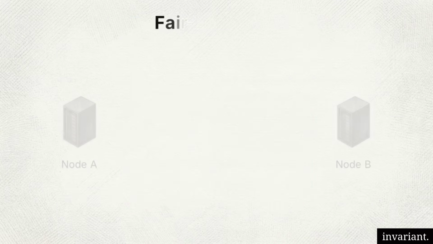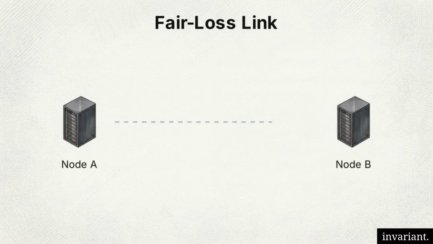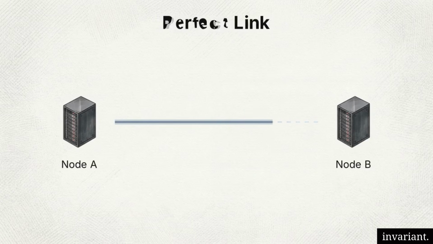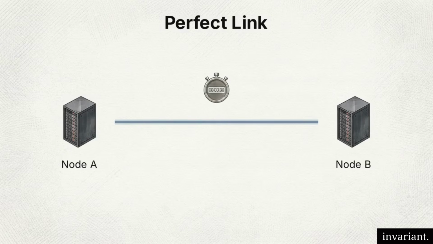The fundamental communication unit between two processes is the link. The most basic model is the fair loss link. Under this model, a message sent from one node to another can be delayed indefinitely or simply vanish in transit. Because the sender has no way of knowing if a dropped packet reached its destination, a fair loss link requires the sender to retransmit the message infinitely many times.